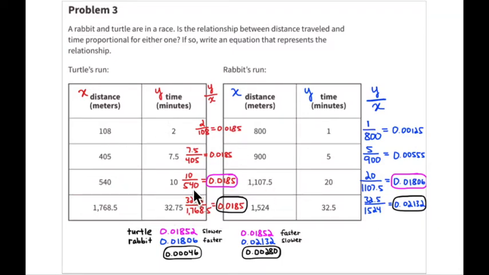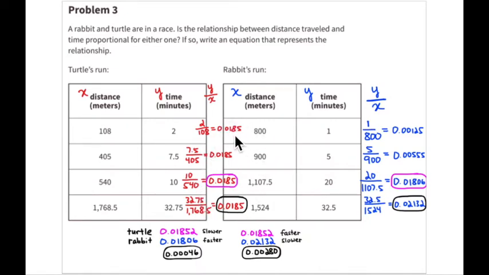And when I looked at this, I just blindly started doing the calculations. So I made the time the y value, because usually the column on the right is labeled y and the column on the left is labeled x. And the constant of proportionality is y divided by x. In other words, what value times 108 equals 2? And so you do that calculation, 2 divided by 108, 7.5 divided by 405, 10 divided by 540, 32.75 divided by 1,768.5. You do those calculations, you get the same value each time, and it's a messy number.